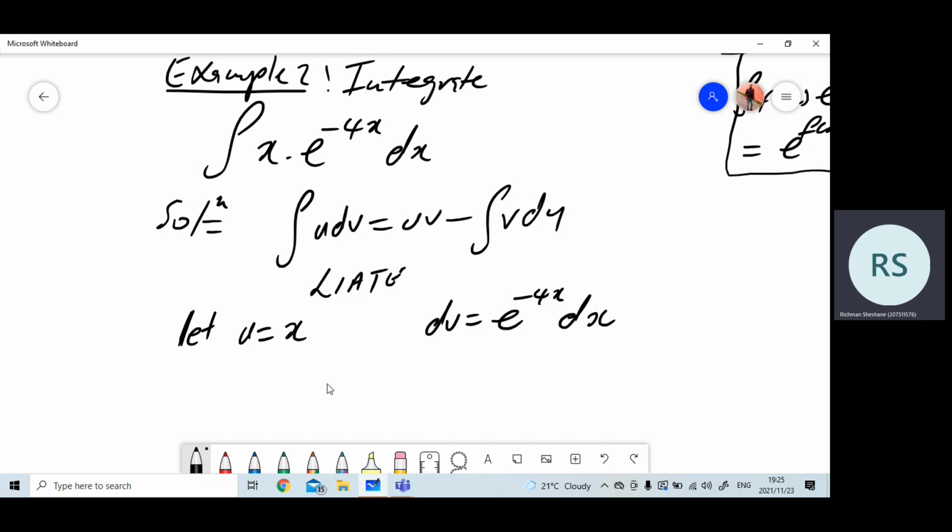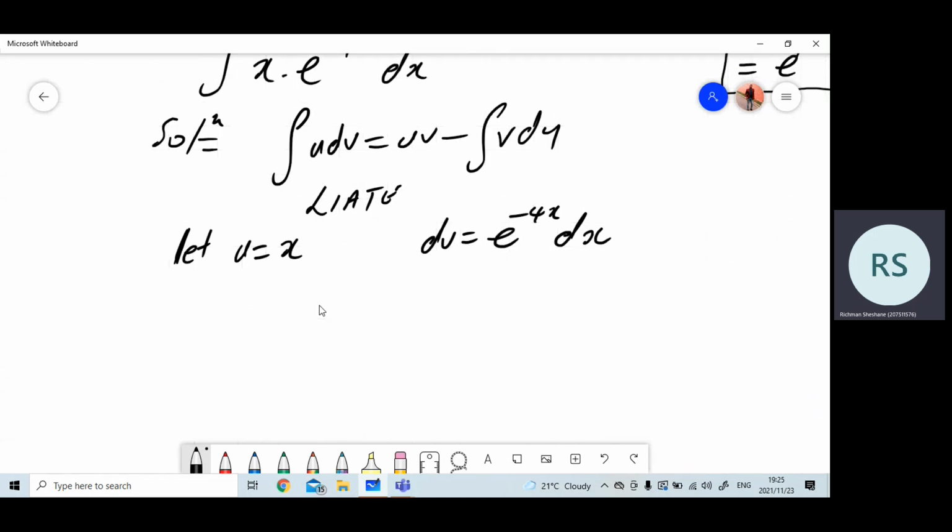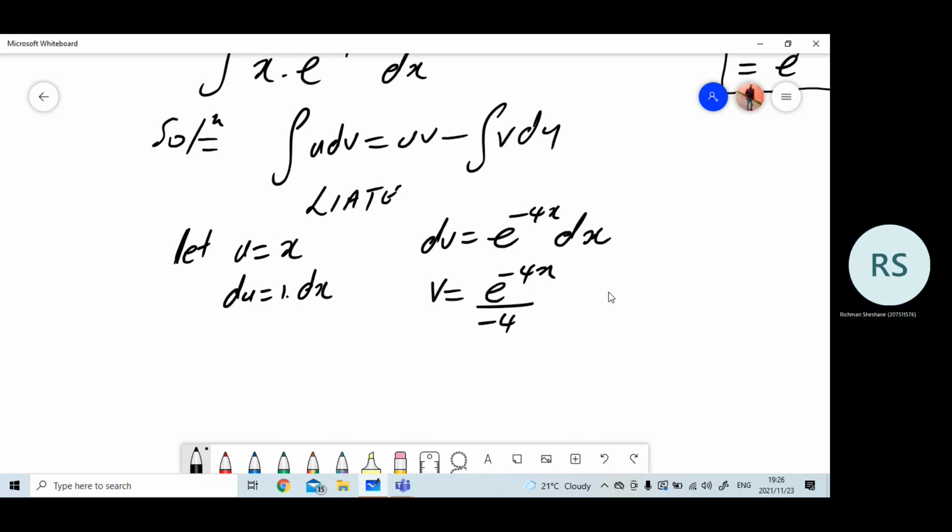So after you choose u and dv, from u, find du. du is just the derivative of this. It's 1, but always goes with dx. du and dv go with dx, so once we have du, remember to put dx. And then from dv, find v. It's just the integration of this. v is going to be e to the minus 4x over minus 4. Don't say plus c here.